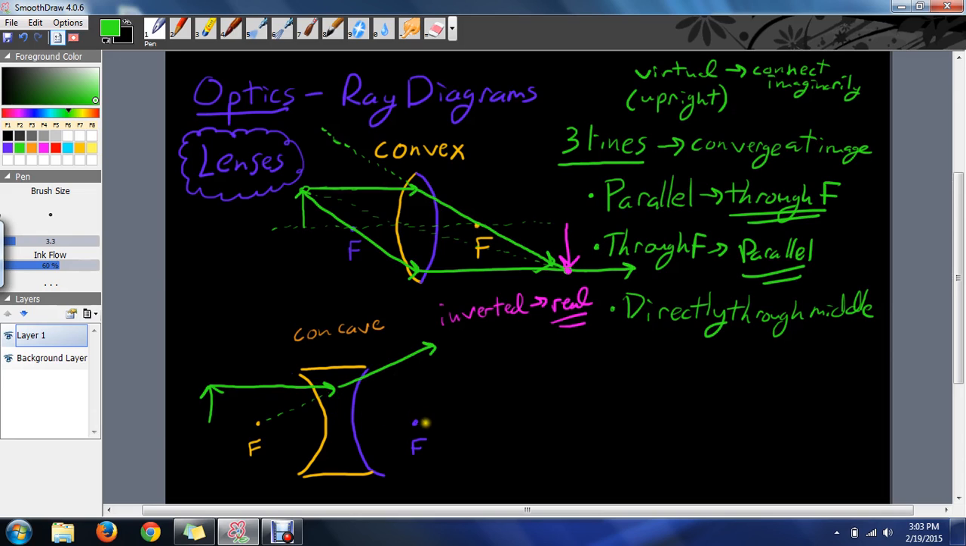Cool. So through the focus parallel, you are going to have to make it go through this focus now, and it will come out parallel. Because if you imagine it coming back in this way, it would extend backwards like that. So that's going to be a little tricky. So I'm just going to go directly through the middle. I typically do that with these concave lenses. Notice how it connects right there.